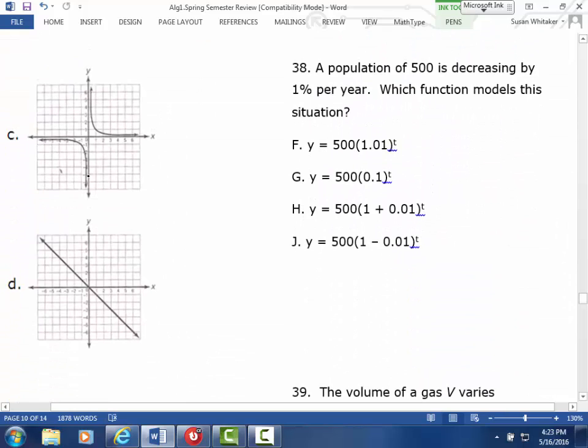When I have two curves, that's an inverse function. I think inverse, they're mirror images, right? And then this last one is a line, so this would be linear.